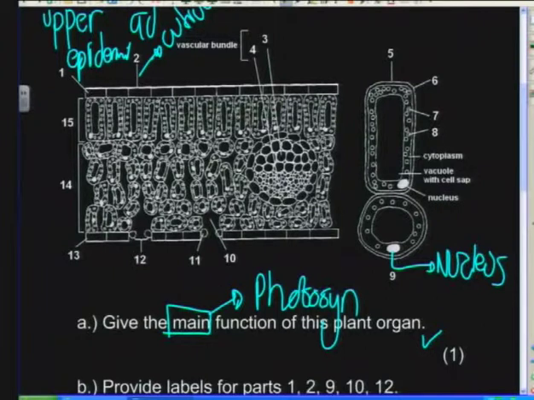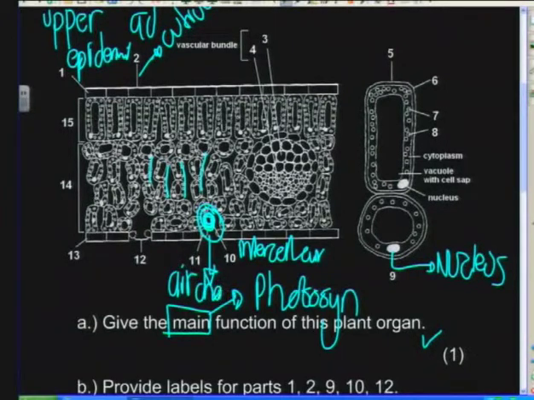Then I needed number 10. You can have 2 here. You can use intercellular airspace, all right, but that's more for these ones over here. The one closest to the stomata over there, because it's pointing to that little space, is going to be your air chamber. All right, your air chamber. So number 10 is going to be your air chamber.